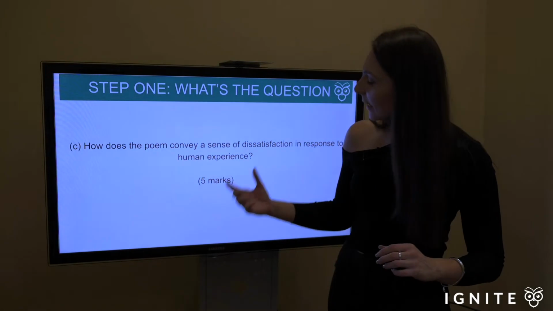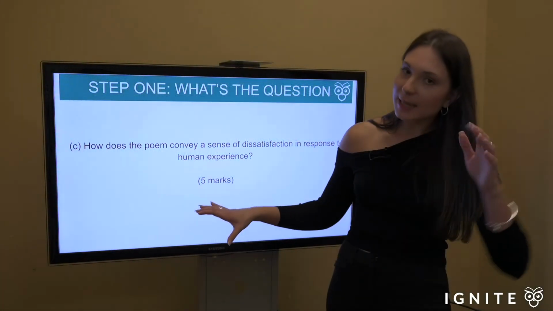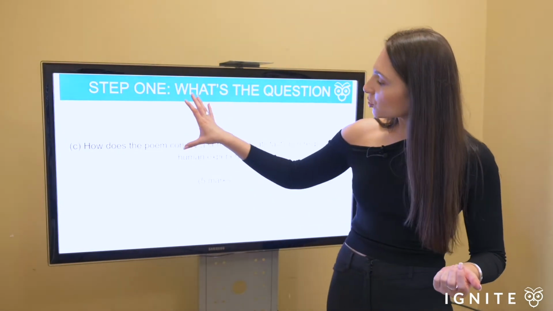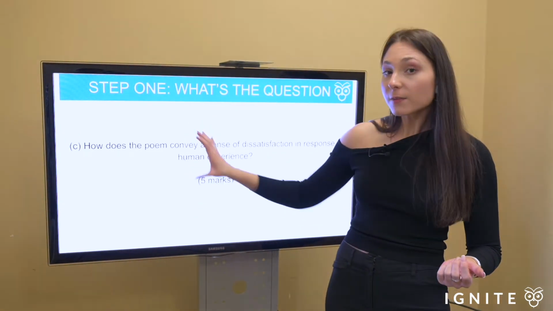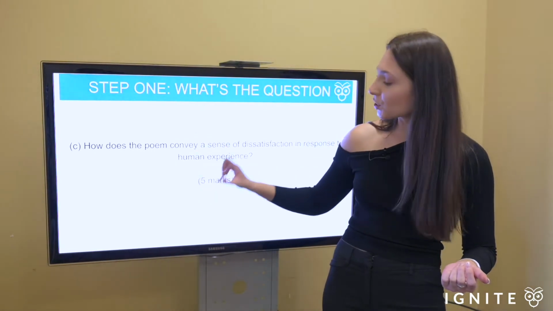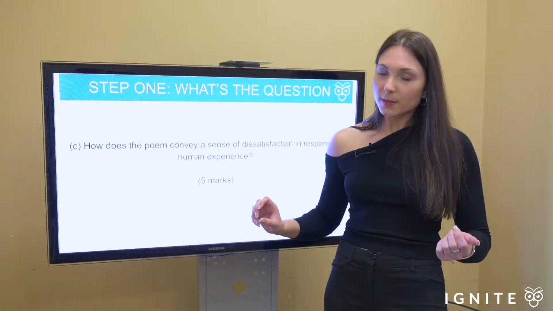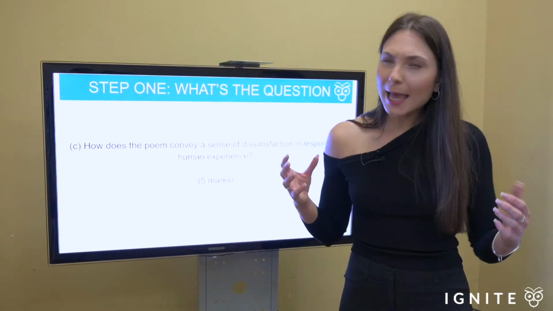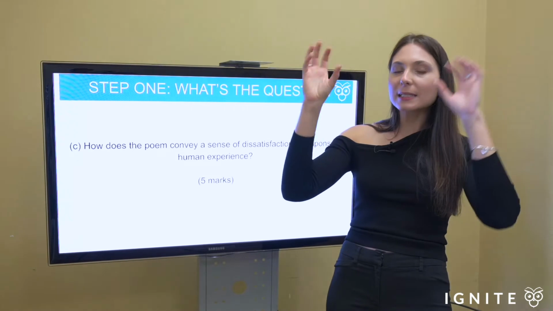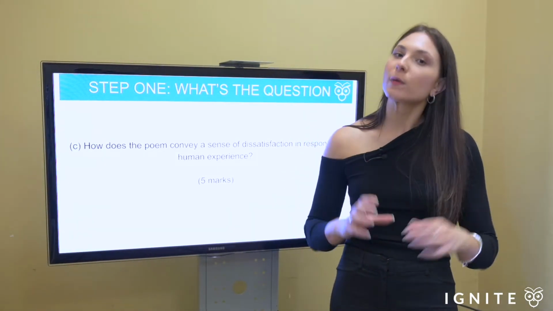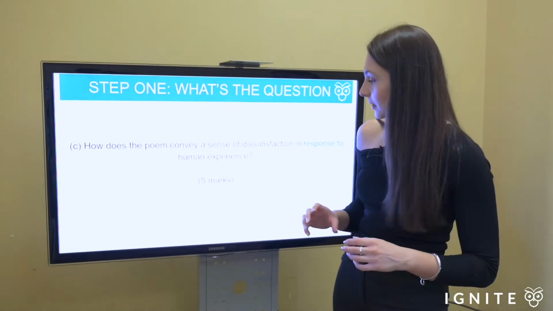In terms of length, a 5 marker is gesturing towards a more extended style response. So we're thinking an intro, a couple of paragraphs relating to the question, so 2 points that you could raise in response to the question, and a short conclusion. As I'm navigating my way through the poem, I'm going to read actively and think about what ideas in relation to dissatisfaction are conveyed and what quotes I can use to help answer that.